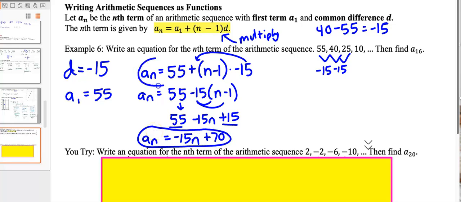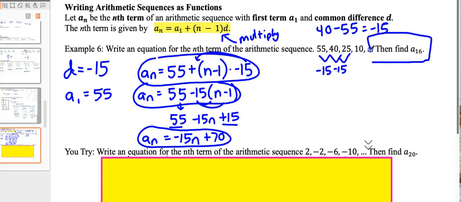However, again, this answer is fine, as well as this answer. Delta Math would accept all of them as a correct answer. The last one is just more simplified. Okay. Now, so that was part 1 of the equation. Write an equation. Part 2 says, hey, find a sub 16. So what that means is the 16th term. So here's the first one, the second one, the third one, the fourth one. If I keep going, what would be the 16th term?